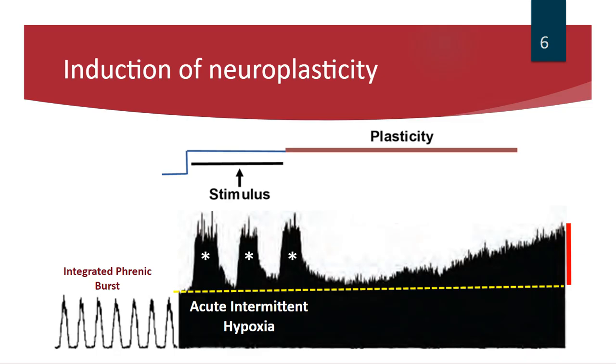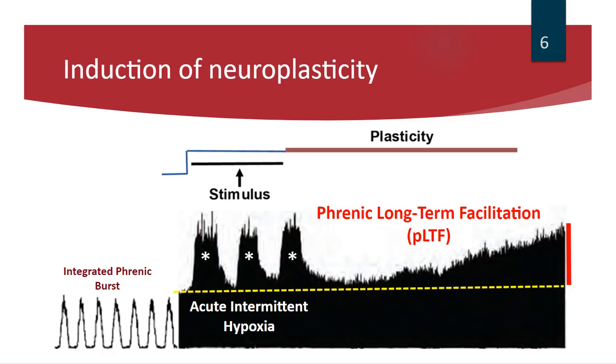The difference, as noted by that red line on the right-hand side, between baseline amplitude and the amplitude after, let's say, 60 minutes, is an indicator of the magnitude of neuroplasticity in this system. And this happens to have a specific name. This is called long-term facilitation. And because we're recording from the phrenic nerve, this is called phrenic long-term facilitation. Now, phrenic long-term facilitation is a model of neuroplasticity that's been studied for quite a while now.